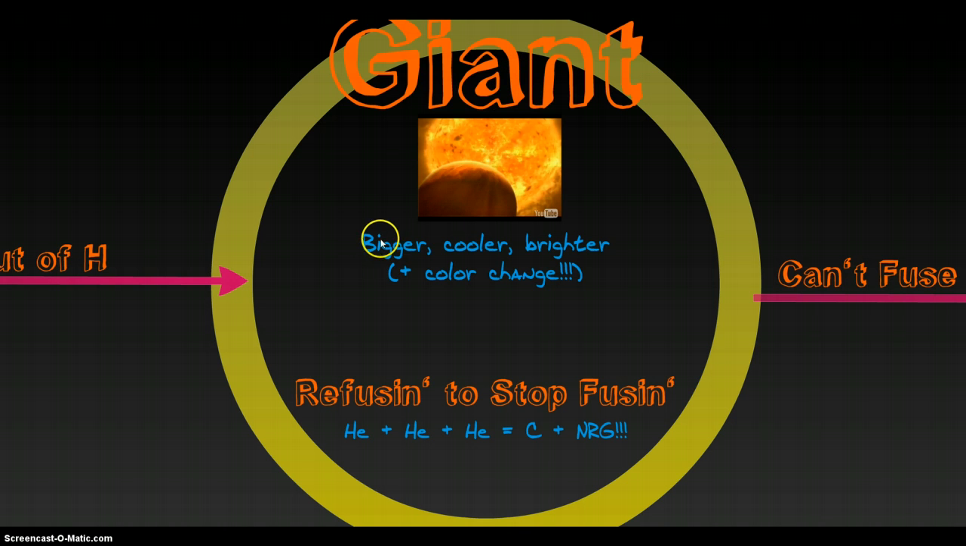And giant stars, this is interesting. Giant stars are bigger, obviously. They're cooler than the original star temperature, and they become much brighter. And there's also a color change. So when our sun becomes a giant, it will expand, the temperatures will drop down, it will become much brighter, and it's going to shift and become more orange or more red, which is all pretty crazy.